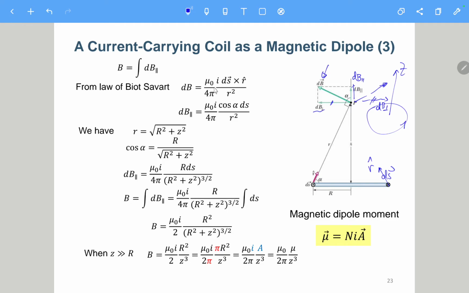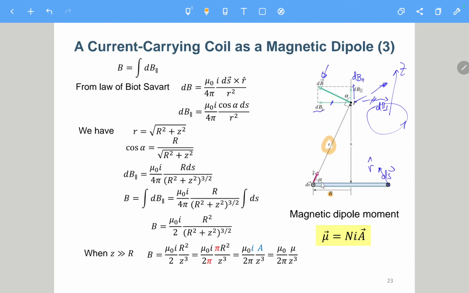Okay, so in that case, we need to do some substitution. First of all, we have r equals the square root of capital R squared plus z squared. This is capital R, which should be a known value. This is small r, but this is not a known value. The known value is z, the distance from this point to the center of the coil. So we need to express r in terms of z and capital R, according to the Pythagorean theorem.